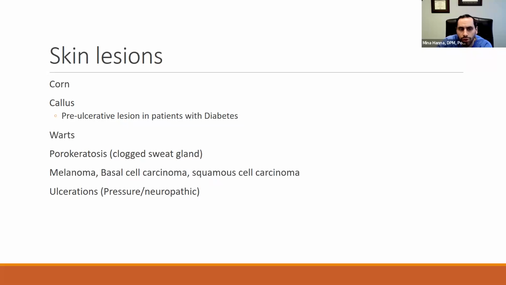These lesions could be warts, which are skin lesions that develop from a virus, the human papillomavirus. Porokeratosis is a clogged sweat gland. Both of those lesions can be very painful and cause discomfort. Other lesions, which are a little rare but can present, include melanomas, basal cell carcinoma, and squamous cell carcinoma. Ulcerations are also common in diabetics or people who have neuropathy.